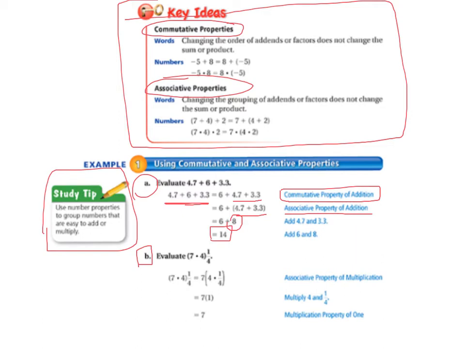Now let's move on to example B, where we're asked to evaluate 7 times 4 times 1/4. Again, that looks a little bit scary, but if we use our associative property of multiplication, then we can regroup things, knowing that we can just move those numbers around and reorganize things. So we can put the 4 with the 1/4, because we know that when we multiply 4 times 1/4, it turns out to be 1. And then 7 times 1 equals 7. So it turns out to be a much easier problem than what it looked like at the beginning.